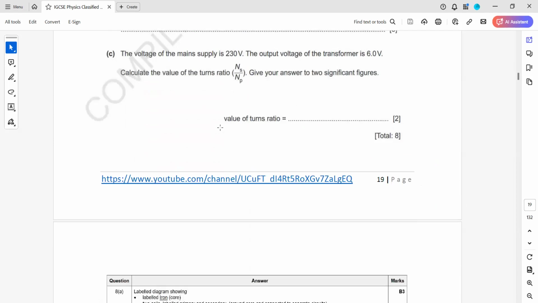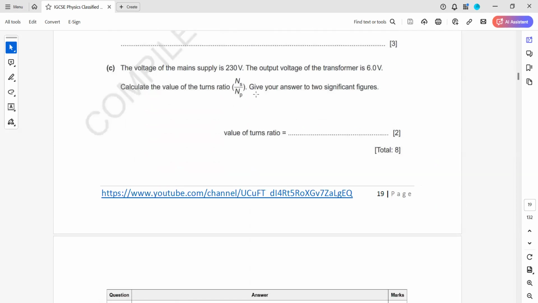The voltage of a main supply is 230. The output voltage is 6. You need a turn ratio only. So we have the formula. Solve this. First, write the formula.